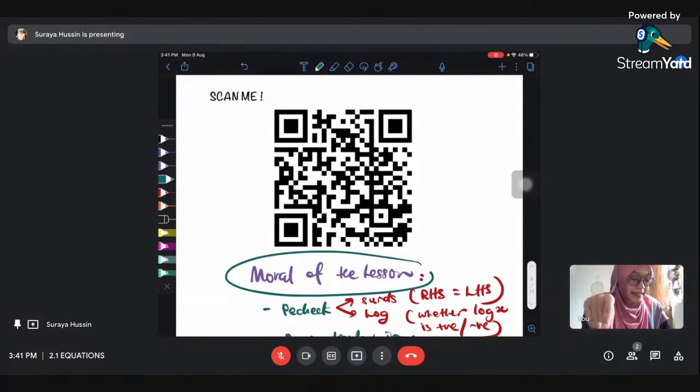And apa saya nak cakap tadi? And you boleh juga start buat tutorial questions untuk topik 2.1 sahaja. You boleh buat sekarang. Ataupun saya tak minta lagi untuk submit. Saya akan minta hujung minggu ni hari Ahad. But you can start already doing the tutorial questions.